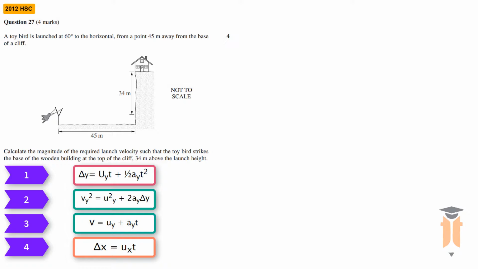So as the question suggests, this toy bird is being launched at 60 degrees with a velocity of u, and we have to break this up into its components. So this will be ux, and this will be uy. There's our right angle, and there's 60 degrees. So we can find ux using cos. So cos 60 is equal to adjacent, so ux over u. Therefore ux is equal to u cos 60. So ux is equal to 0.5 u.